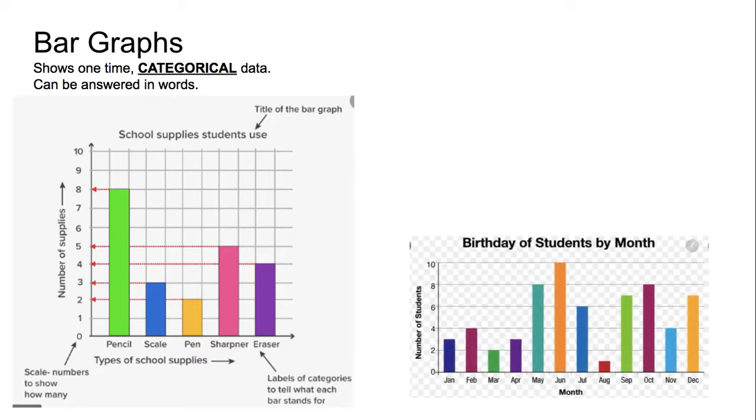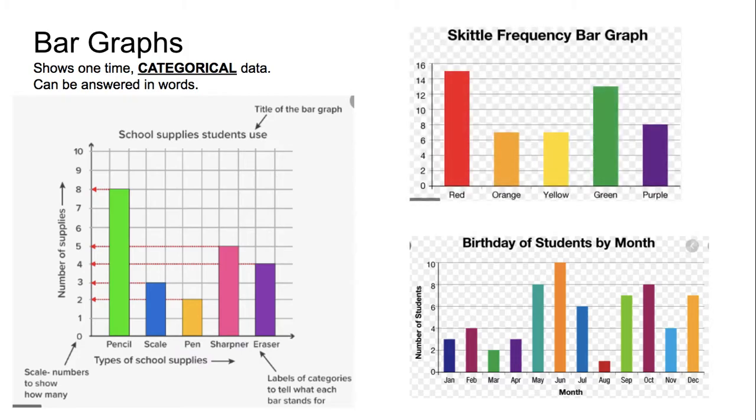Here's another example, birthday of students by month. So if we were to survey the students in class as to when their birthday month was, you'll see the bottom horizontal axis has all the 12 months of the year. The vertical axis has the scale, this time counting by twos, and that's how many students have those birthdays. And I can easily see on this graph that June is the most frequent birthday month and August is the least frequent month.